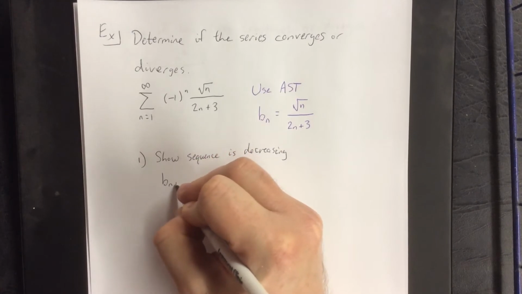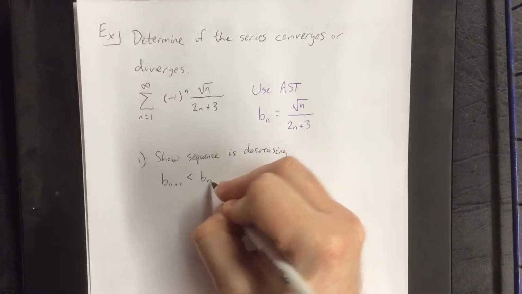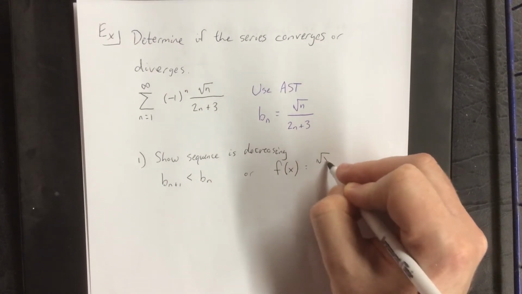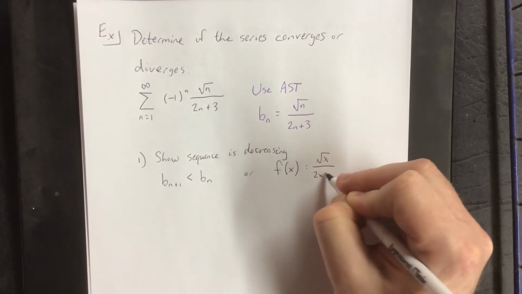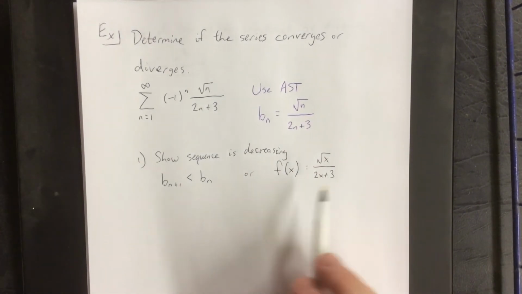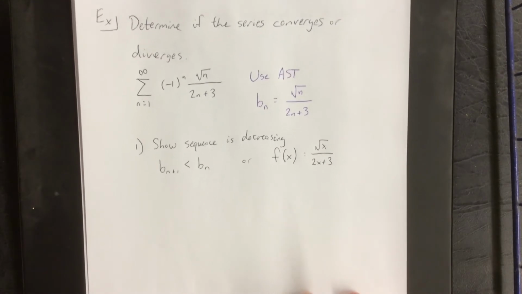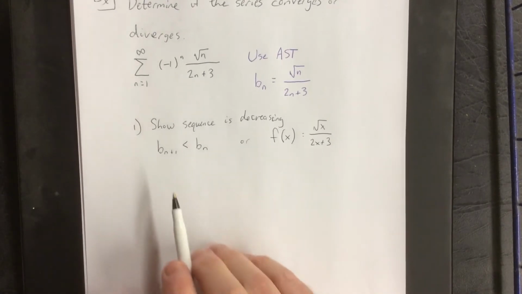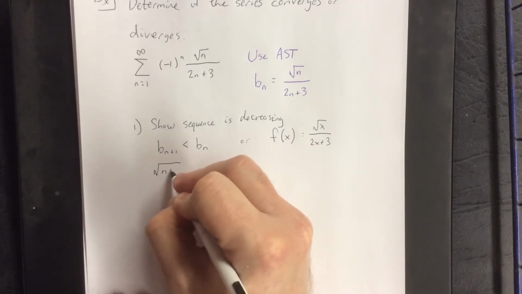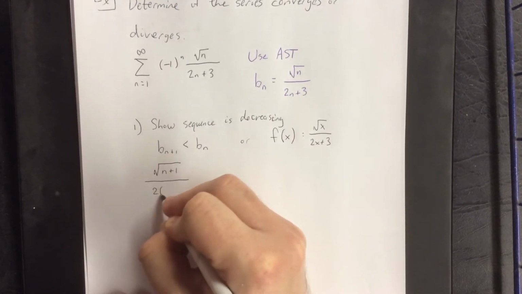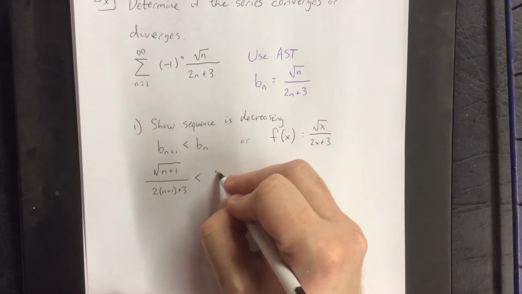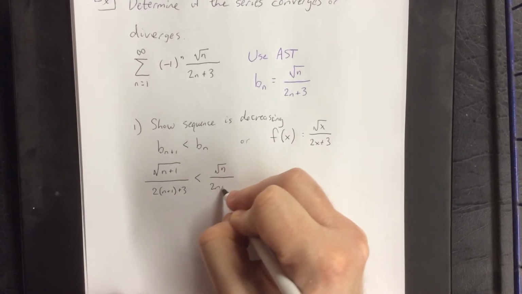We can either show that b sub n plus 1 is less than b sub n, or we can talk about the generating function for this and prove that the first derivative is always going to be negative for x being greater than 0. Let's set up both just so that we can make a decision about which one we want to do. So in this case, we would be trying to show that the square root of n plus 1 divided by 2 times n plus 1 plus 3 is less than the square root of n over 2n plus 3.